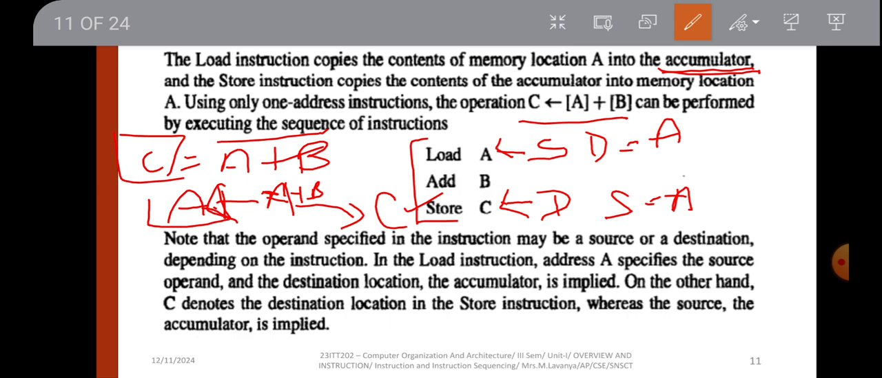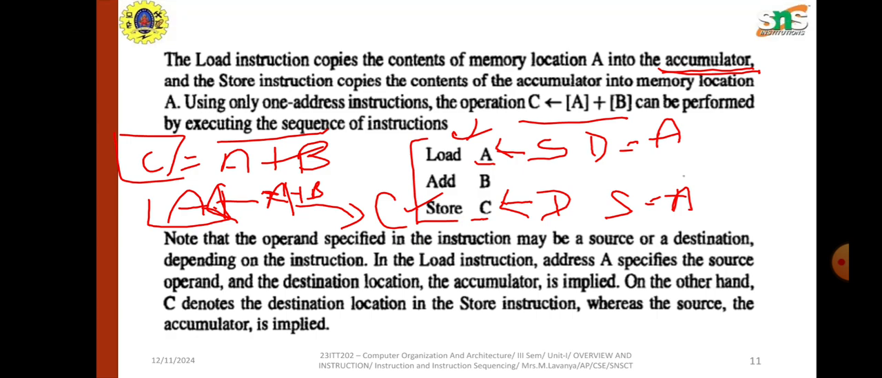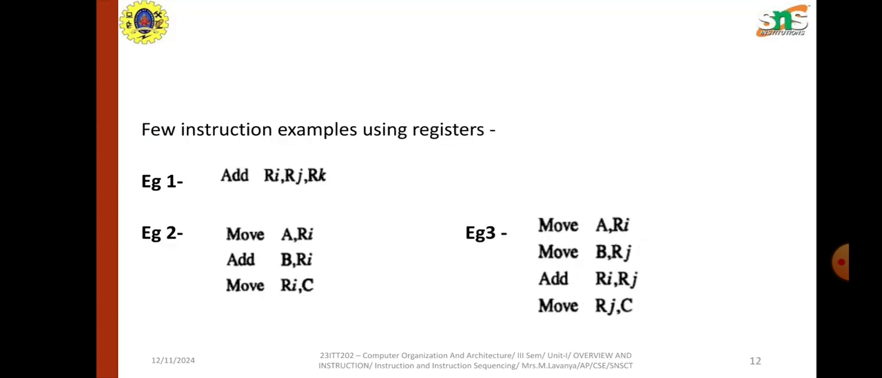So as we have said earlier, in first instruction the address A acts as a source. In third instruction the address C acts as a destination. So as I have said earlier, based on the operation which were mentioned previously, load, store or add, the address location plays the role of both source and destination.